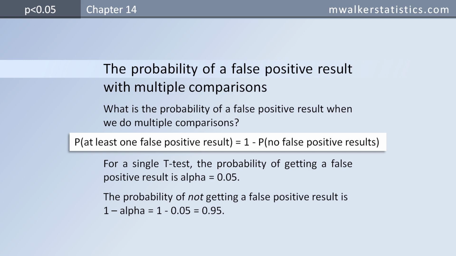The probability of a false positive result with multiple comparisons. What is the probability of a false positive result when we do multiple comparisons? P, at least one false positive result, equals 1 minus p, no false positive results. For a single t-test, the probability of getting a false positive result is alpha equals 0.05. The probability of not getting a false positive result is 1 minus alpha equals 1 minus 0.05 equals 0.95.